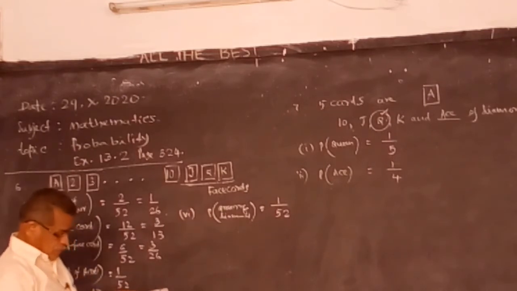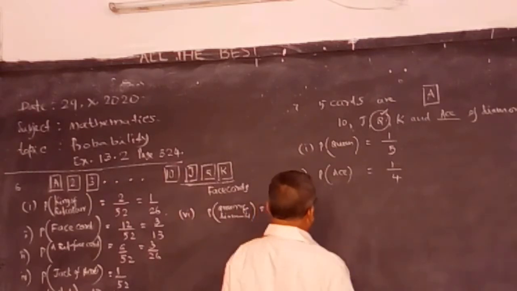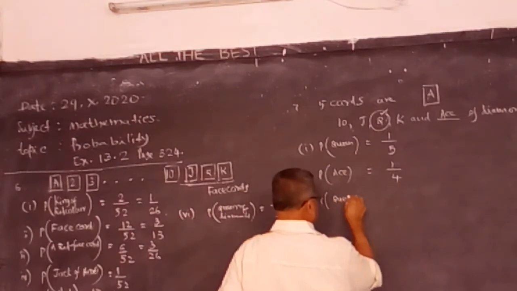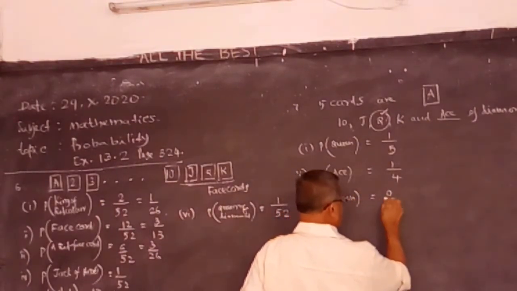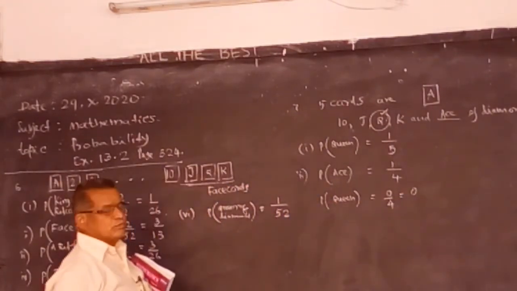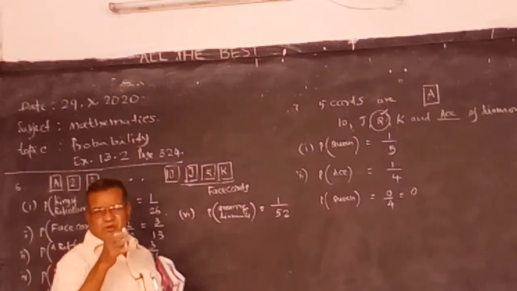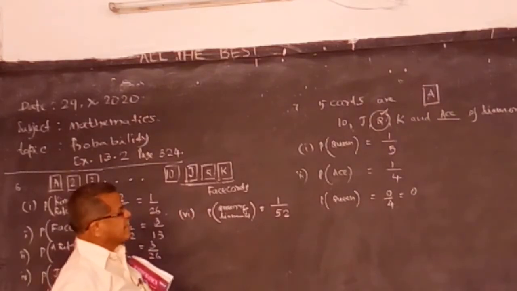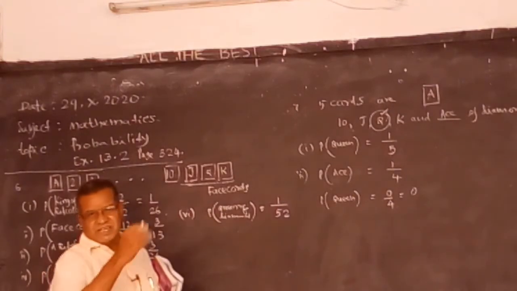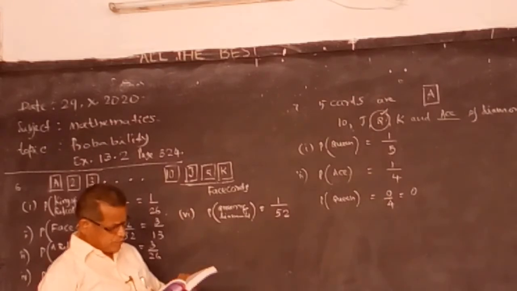Next, the probability of a queen. Here again, one question. The queen is already kept outside. There is no queen, so 0 by 4. So 0, like this. No queen. There are only 4 cards: 10, jockey, king, and ace. So out of 4 cards, there is no queen. So 0. Very simple.